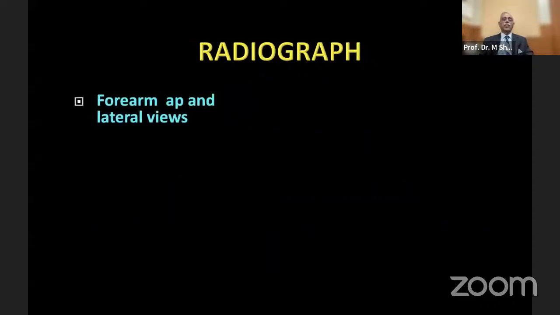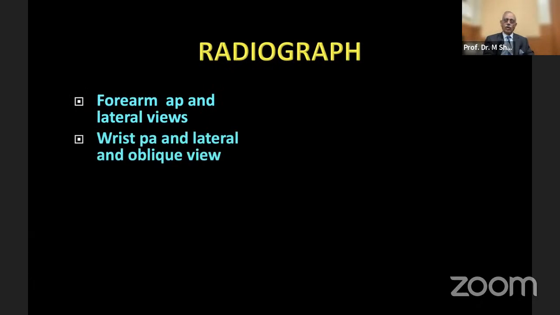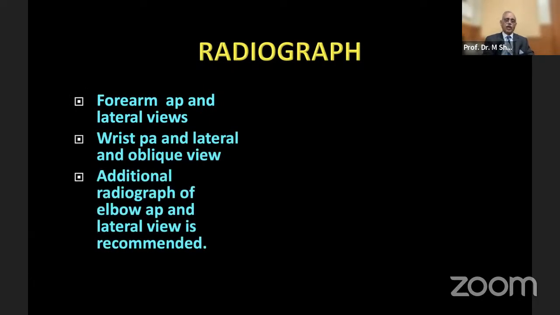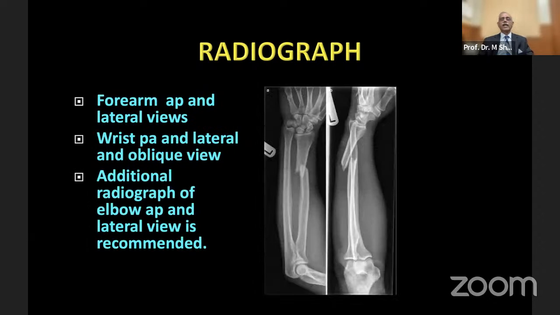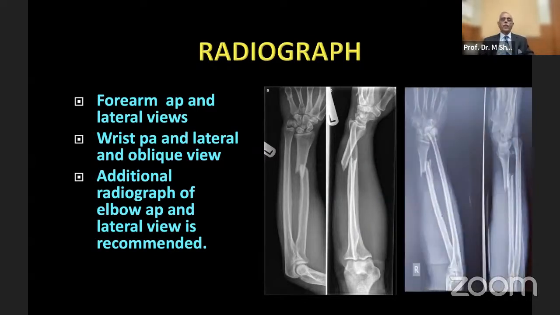Coming to the X-ray, a forearm AP and lateral view. I always take an oblique view, to understand this fracture much better. And that is the classical picture which you get, whether it's a dorsal angulation or a volar angulation. The most important is how far the distal radioulnar joint has subluxated. Here you see the distal radioulnar joint has completely subluxated, sometimes associated with a fracture of the ulnar styloid.